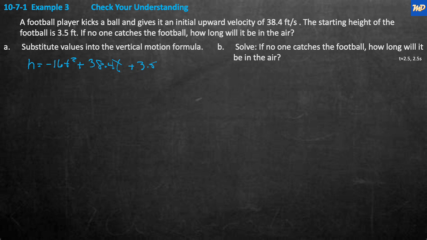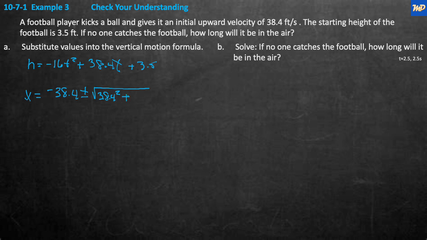So it says part B, solve it. If no one catches the ball, the football, how long will it be in the air? So let's go ahead and I'll write on this side, to save us room if we need it. I'll start under the A part. So I'm going to say x is equal to, what? Minus b. B is 38.4. So it's minus 38.4 plus or minus the square root of b squared, 38.4 squared, and a minus 16 is in here, it's minus 4, and it's a plus, so it's going to be a positive.